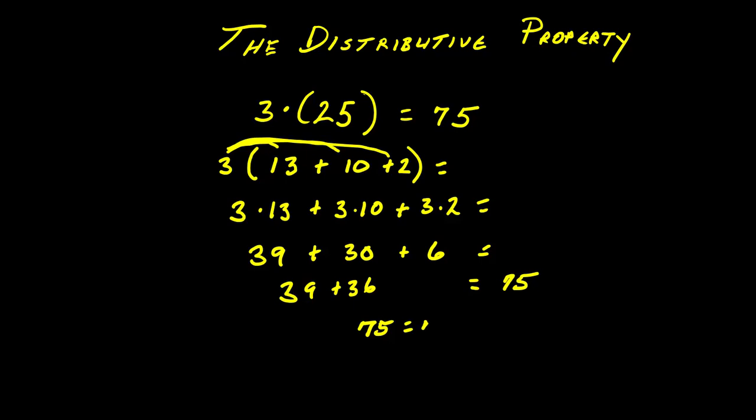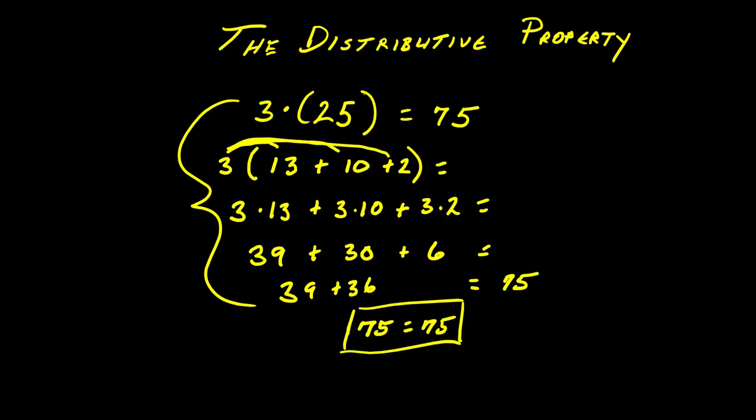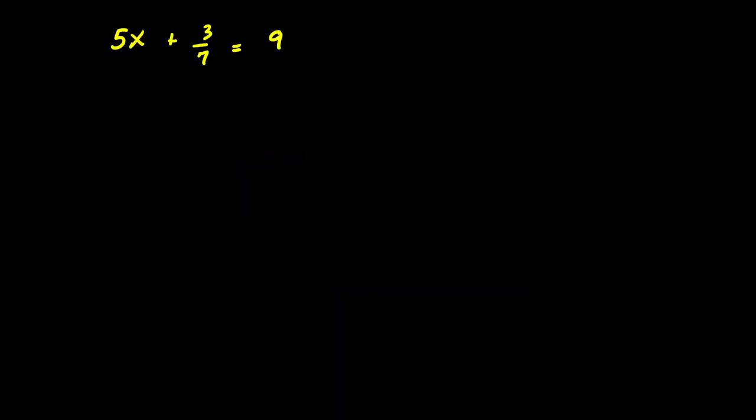75 equals 75. Since we got this identity, that means that all the work that we did over here is correct. It's always good to check at the end of the day that you've got this identity, so you know that all the work you did was proper. Now we'll use this distributive property in this second technique.